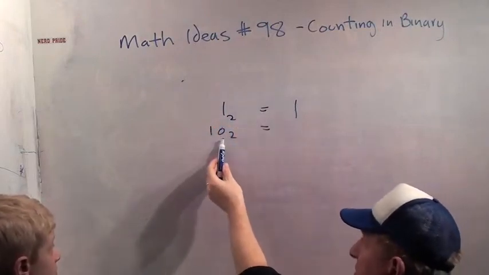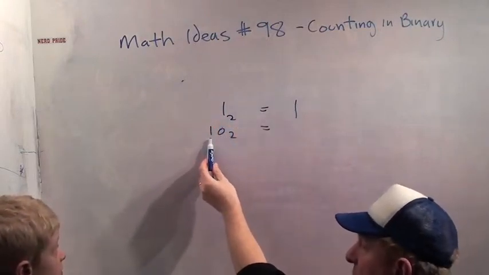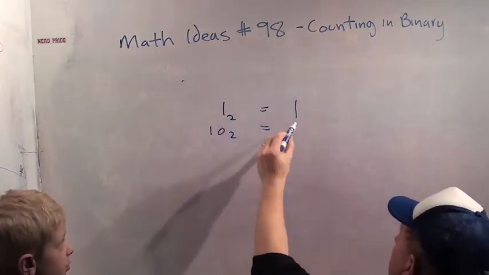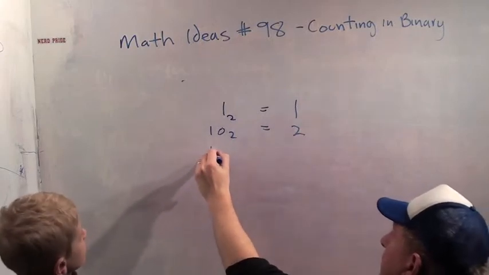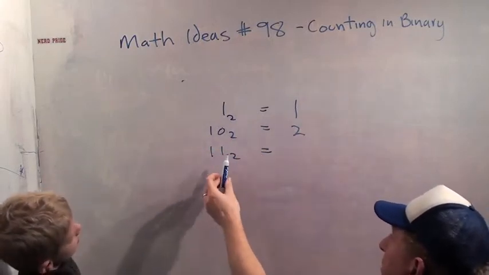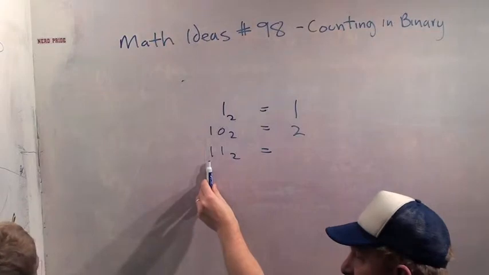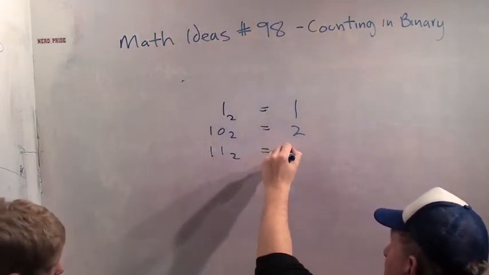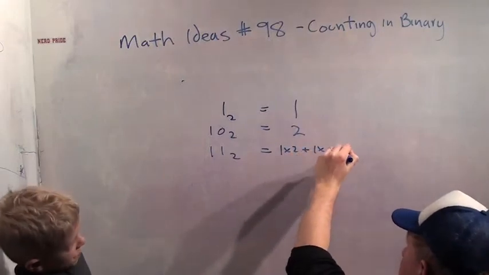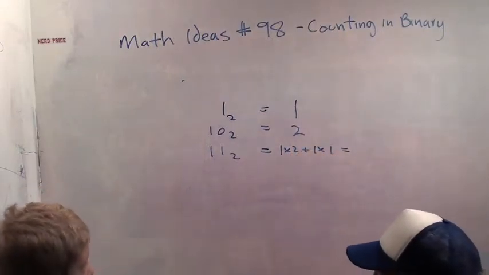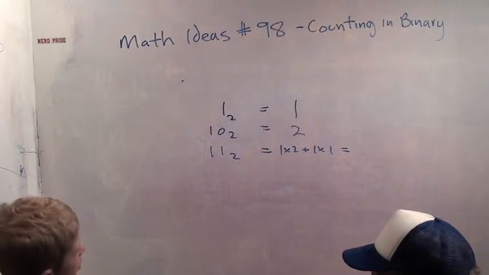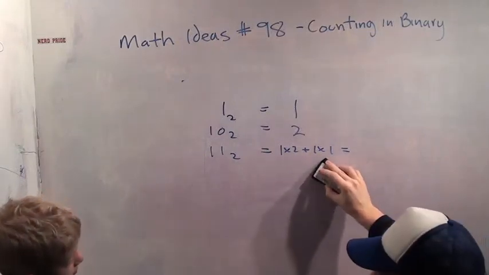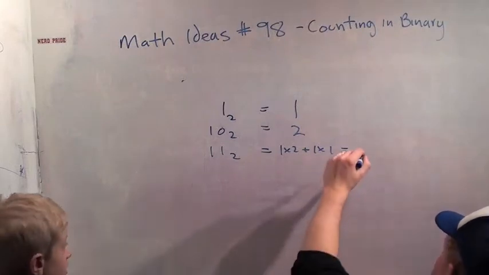This means 0 times 1 plus 1 times 2. Okay? 1, 1 base 2 is 1 times 1 plus 1 times 2. And so I get 1 times 2 plus 1 times 1, which is, well, 1 times 2 is just 2. And 1 times 1 is 1. That's 3. This is 3.